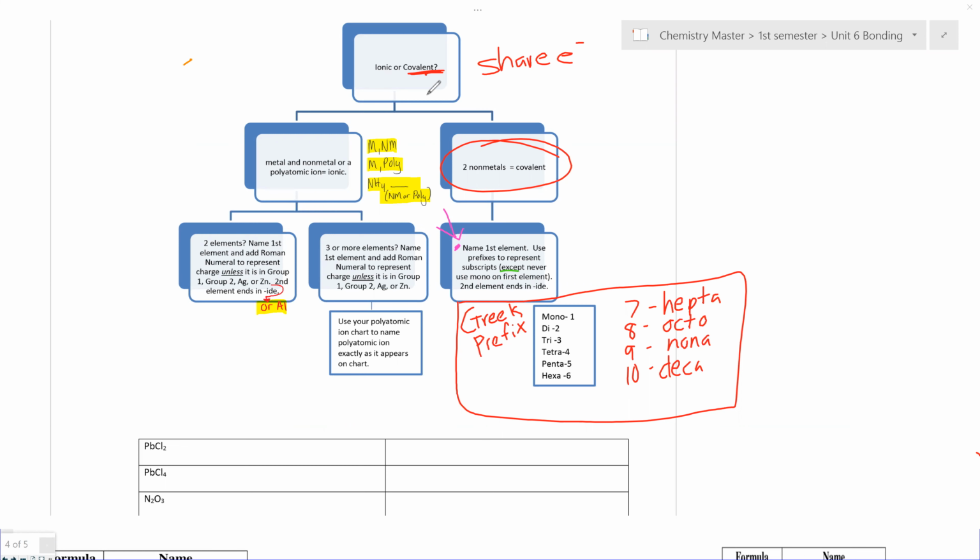We're not going to put mono if we only have one of the first element. Okay, we're not going to put mono. And then your second element, you're going to do the same thing. You're going to tell me how many you have and what the second element is, and we're going to change the ending to I, just like we did for ion. Let me show you how easy it is. Now you're going to be like, oh, that's why they named it that way. Let's start with this one.